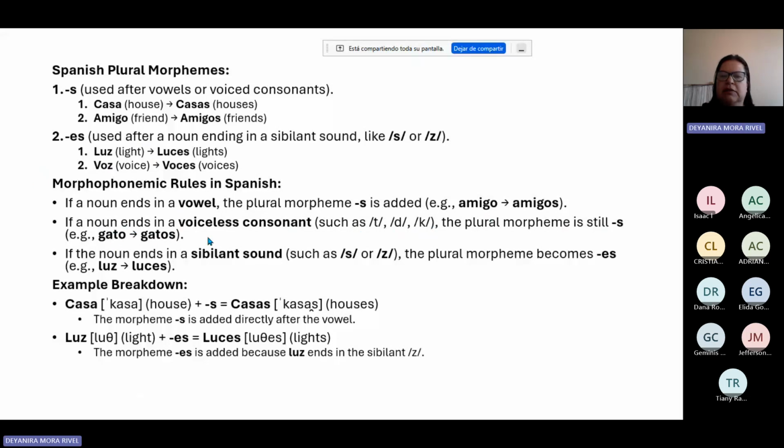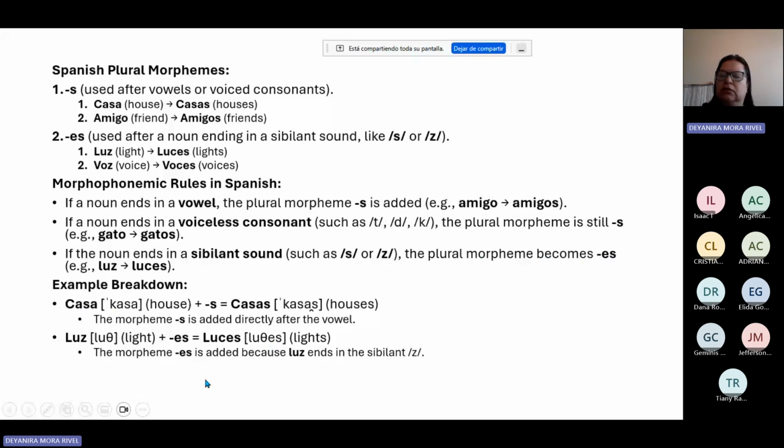Let's see if we can find a noun in Spanish that ends with a consonant. Well, I'm sure we can find one, but in this case, we don't have another example. Okay, but if the noun ends in a sound like S or Z, this is writing, right? The plural morpheme is ES. So casa, casas; luz, luces.